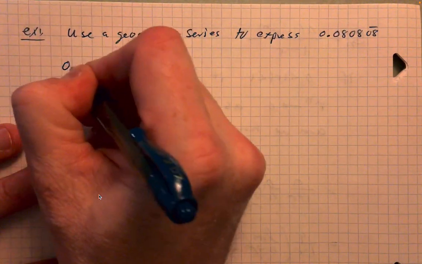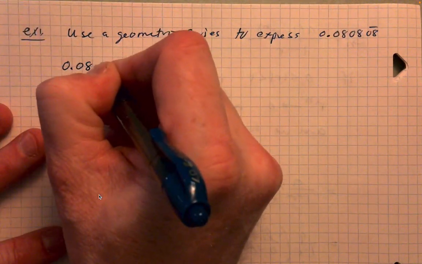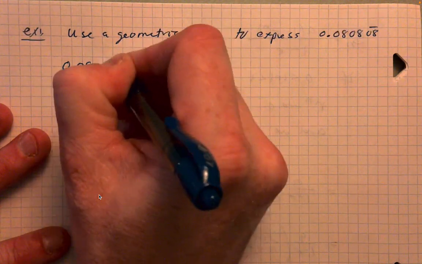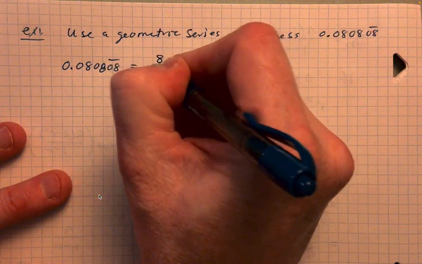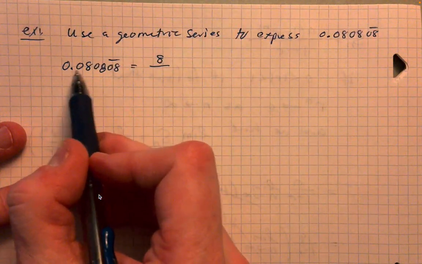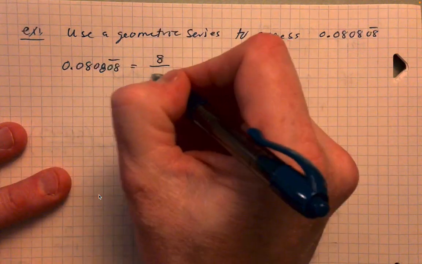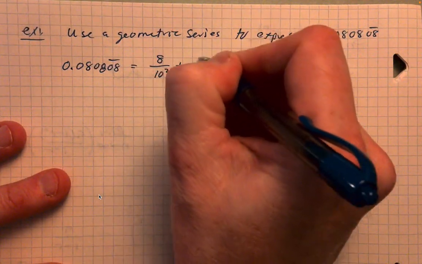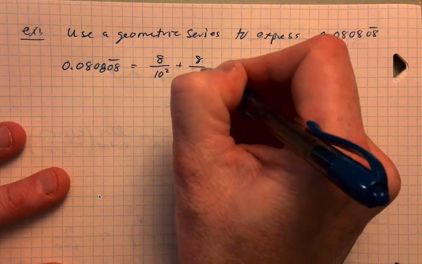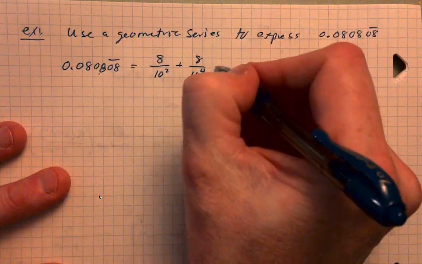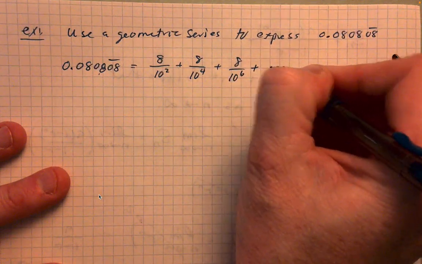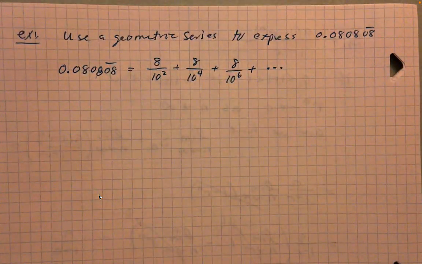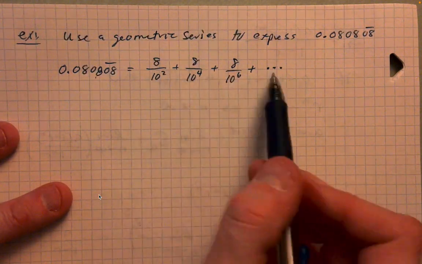We can start by noting that 0.080808 repeating can be written as, and you have to be a little bit clever here, 8 over 10 squared plus 8 over 10 to the 4th, plus 8 over 10 to the 6th, plus, and so on. We could do this forever. So this is an infinite series in its own right.